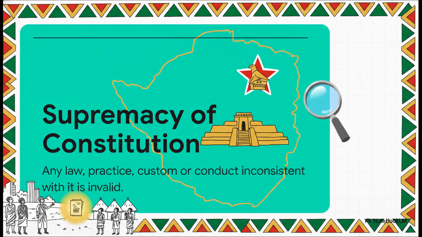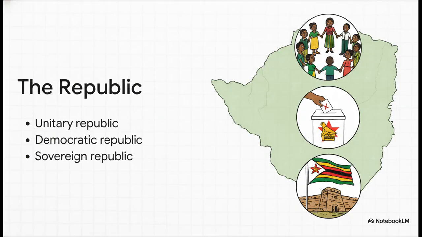Section 2 talks about the supremacy of the Constitution. And that literally means nobody, not a chief, not a police officer, not even a powerful politician, is bigger than this rulebook. For example, if a local custom says women cannot own land, but the Constitution says they can, guess what? The Constitution wins. The custom is completely canceled out. It's your ultimate shield.